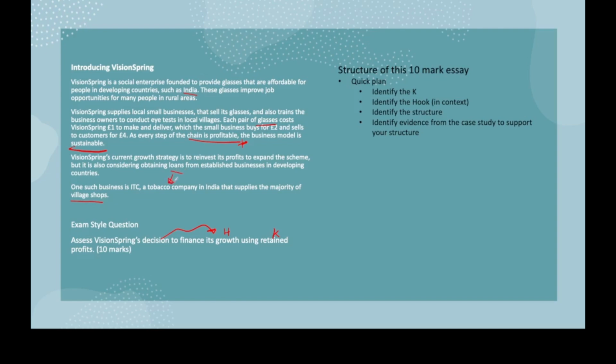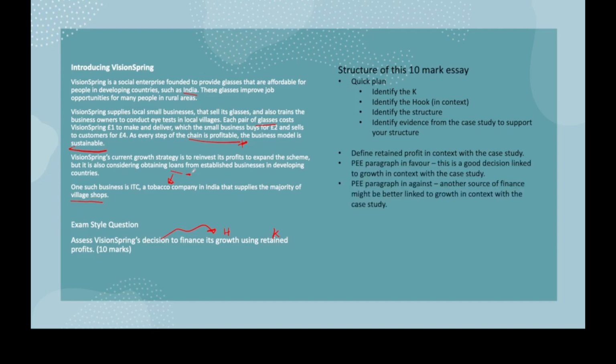And there we go. So I've got my negative evidence, I've got my positive evidence, and I'm ready to write, really. So we're going to define retained profits. We're going to do a P paragraph in favour, a P paragraph against. We're going to answer the question, as in I'm going to go back and reword the question slightly just to directly answer it, and I'm going to justify. And in this case, I think we could consider the alternative, which I'll go through with the example.